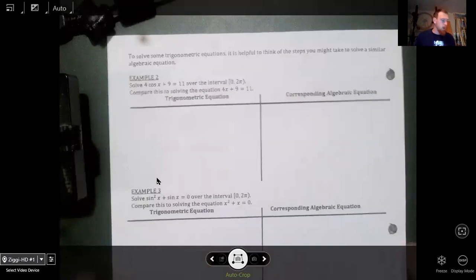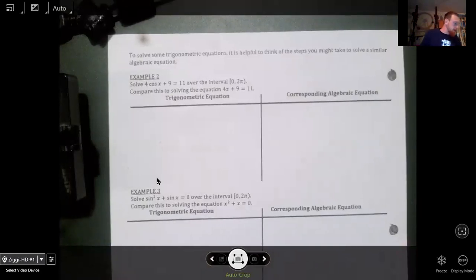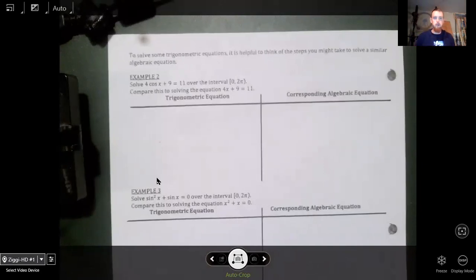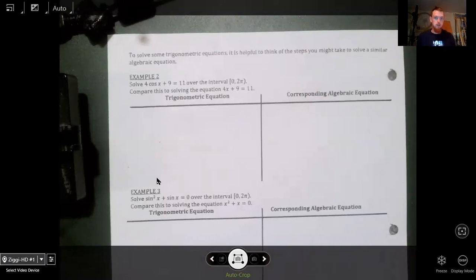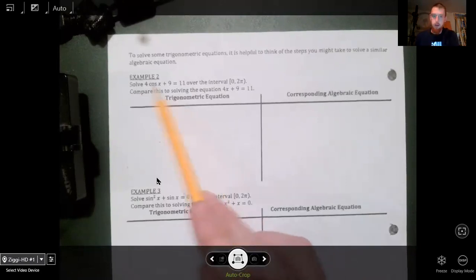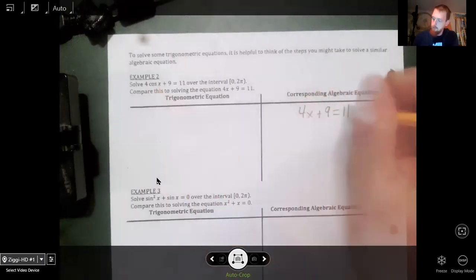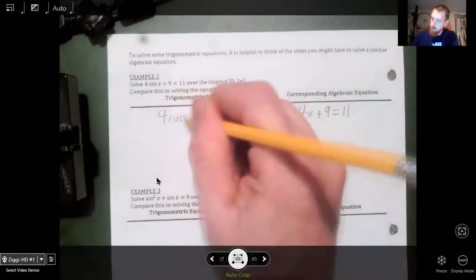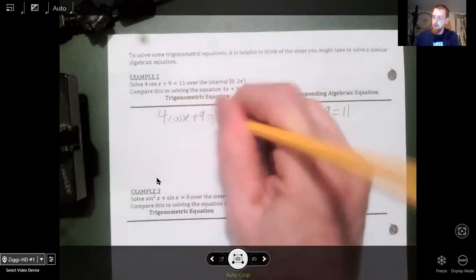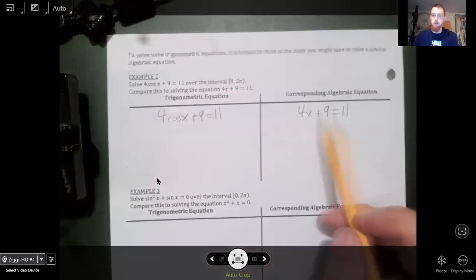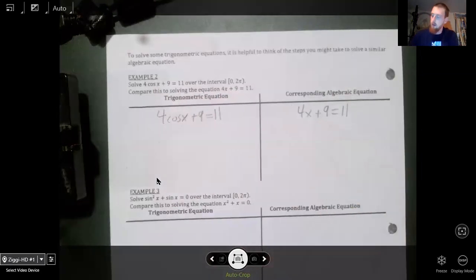There we go, okay. So we've got this first example. 4 times the cosine of x plus 9 equals 11. We're going to solve this trigonometric equation over the interval from 0 to 2 pi. Well, if we think of cosine of x as like the variable that we're trying to solve for, that's a lot like the algebraic equation 4x plus 9 equals 11. So we're going to solve these two equations kind of side by side, okay? This one's easier to solve, so we're going to solve it first, okay?